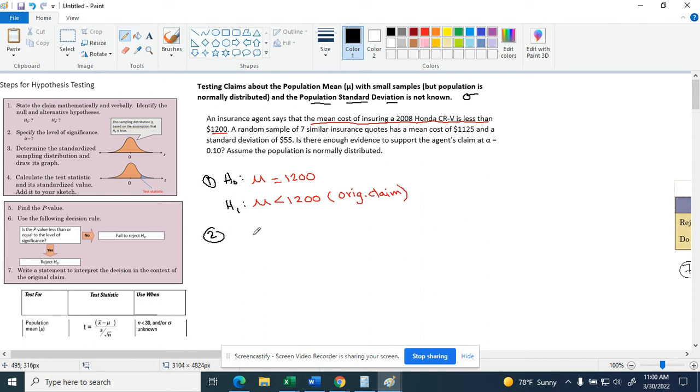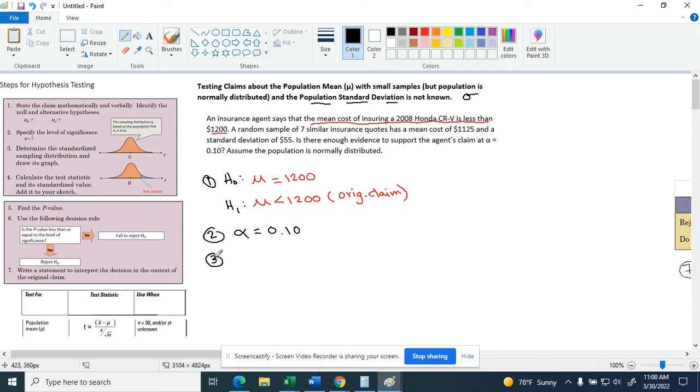Step 2, identify the level of significance. Because we're working with samples, there's a chance I can make a mistake. So alpha, the significance level, is how much leeway I have to make a mistake. So 0.10, that's given in the problem.